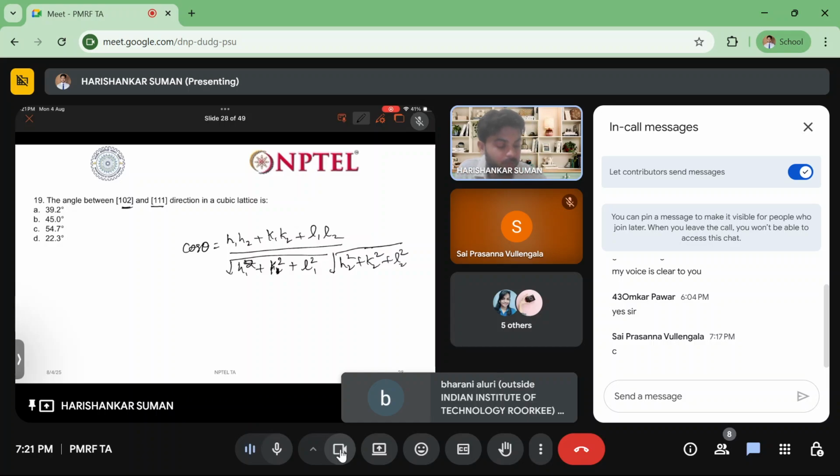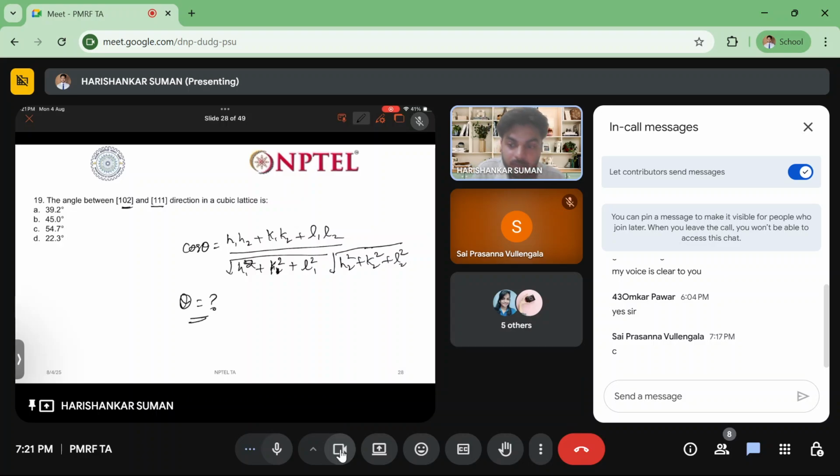Okay, please use this formula. Now find the theta. You can answer. This is a simple question now, if you know the formula.